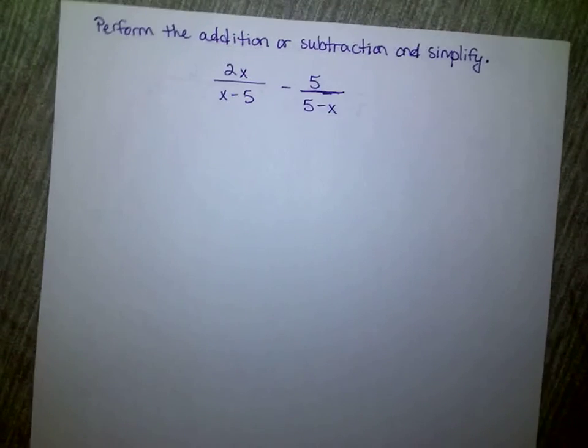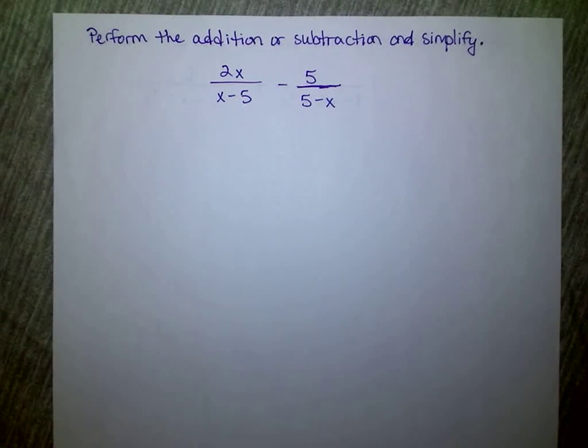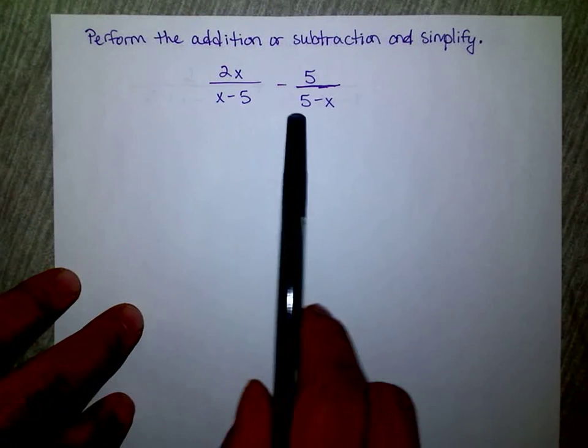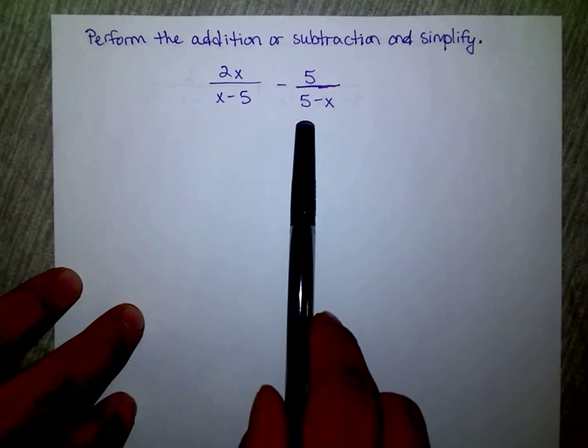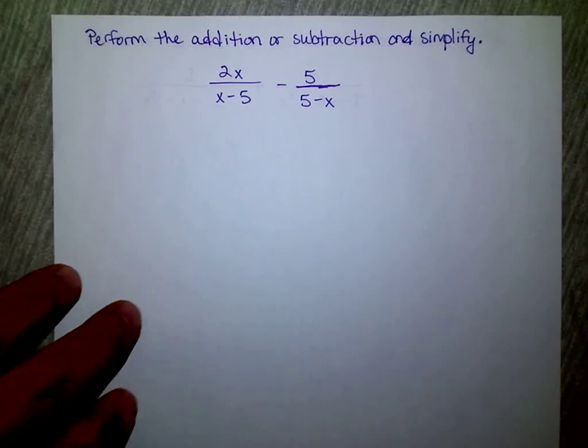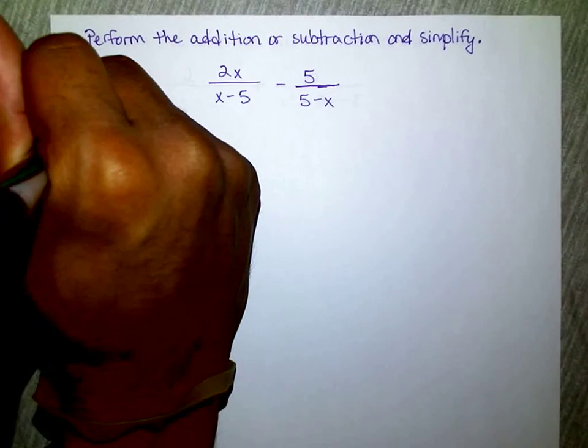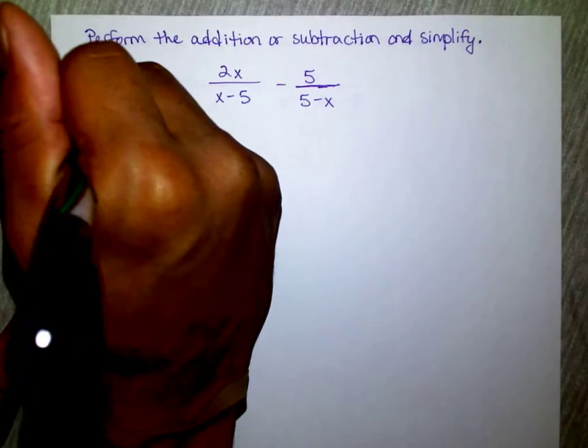Once again, perform the addition or subtraction and simplify. Now with this problem, they kind of almost look alike, but they don't. So we're still going to have to get these denominators to be the same. And then after that, we can go ahead and do what we got to do.